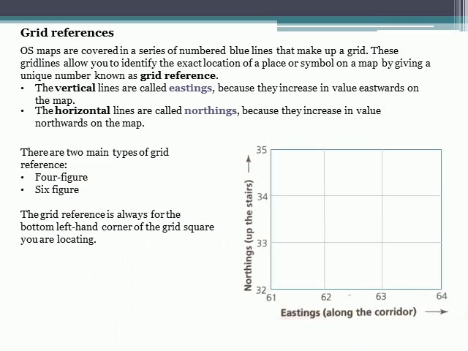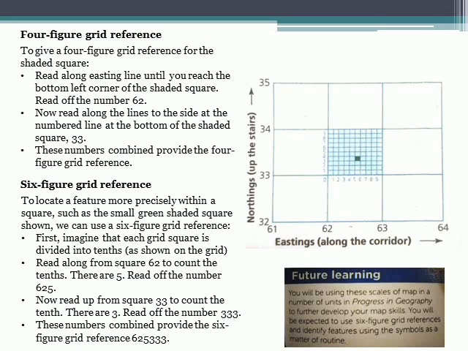There are two main types of grid reference. You have the 4-figure and the 6-figure. The grid reference is always for the bottom left-hand corner of the grid square you are locating. Okay, now we have two types of grid reference. We have the 4-figure grid reference and the 6-figure grid reference. The first one, the 4-figure.